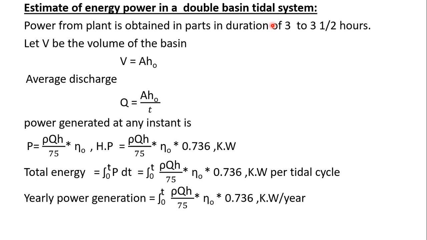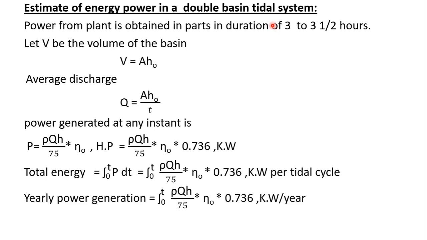So in a duration of 3 to 3.5 hours in a flood tide cycle, and for an equal duration in ebb cycles. Both are considered: 3 to 3.5 hours in a flood tide cycle, and an equal duration, again 3 to 3.5 hours, in the ebb cycle. That means the flowback cycle also. So there are approximately 705 full tide cycles in a year. These can be evaluated as 705 full tidal cycles in a year.